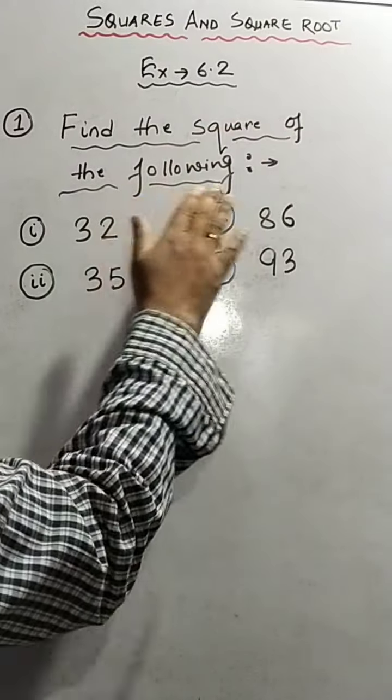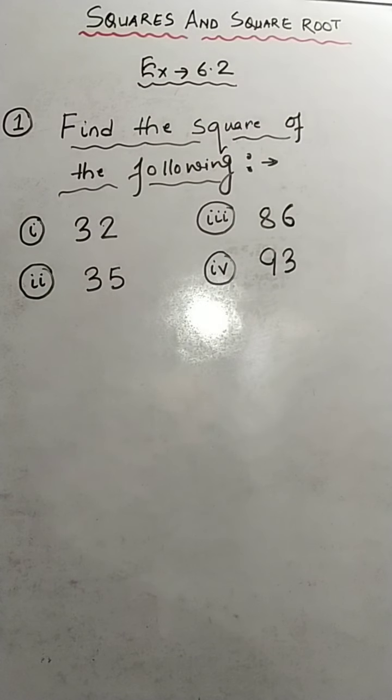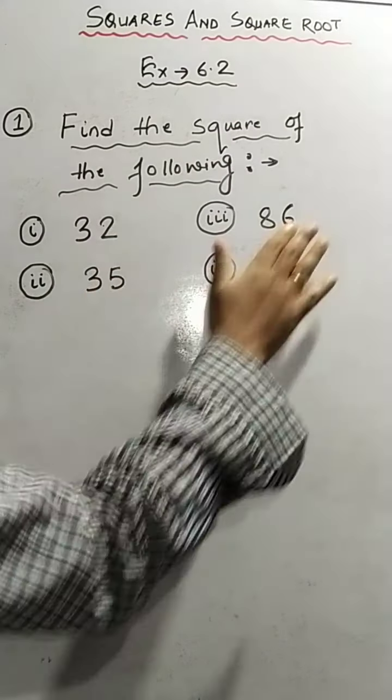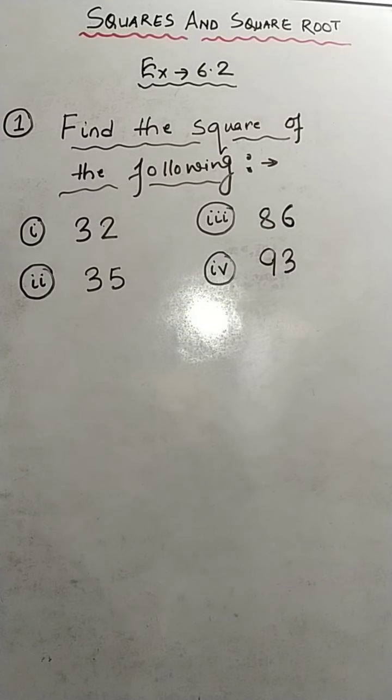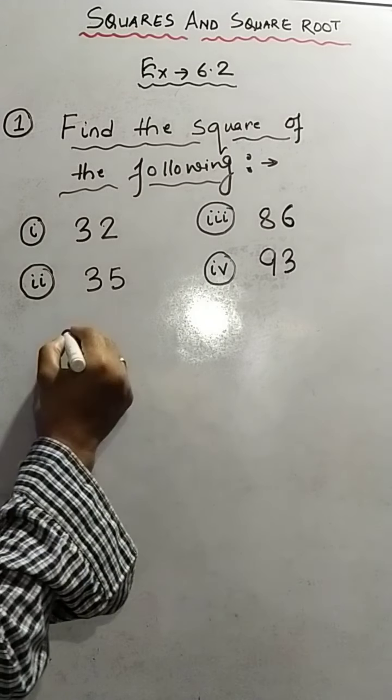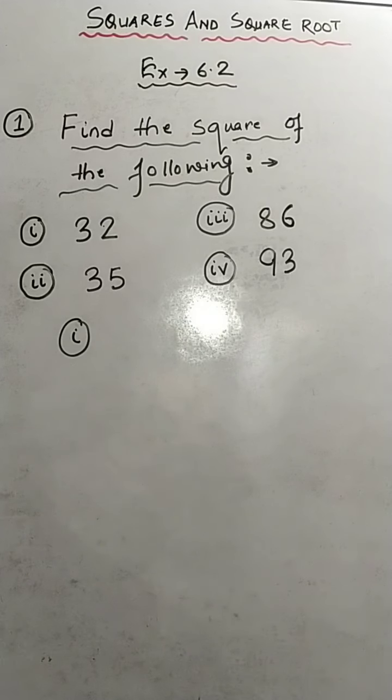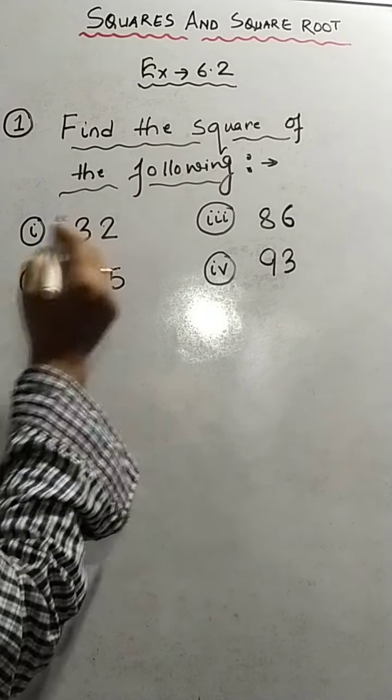Find the square of the following. Now you have to find the squares of all these numbers, so we'll learn how to find the squares. Square means what? As I've already defined, square means when you multiply any number with itself. So what is in sum number 1?